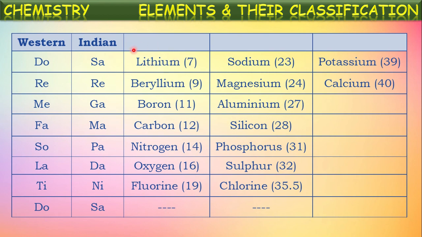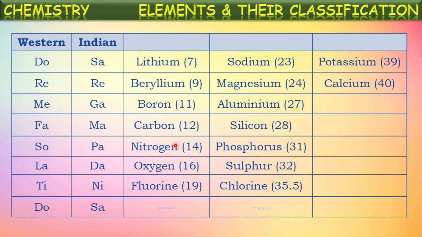For example, if you see lithium, after writing all the available elements in increasing order of their atomic masses, the next eighth element for lithium is sodium if you count 1, 2, 3, 4, 5, 6, 7, and 8. So for lithium, the consecutive eighth element is sodium. It is observed that the properties of lithium and sodium are similar. And for sodium, the consecutive eighth element is potassium. The properties of sodium and potassium are also similar.